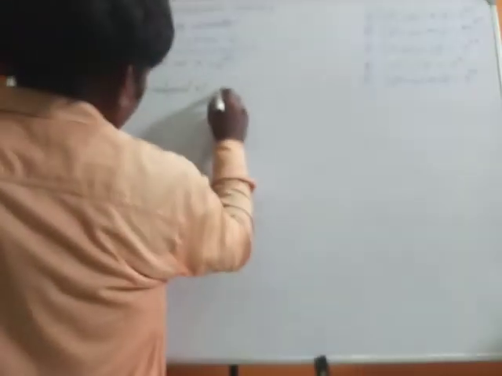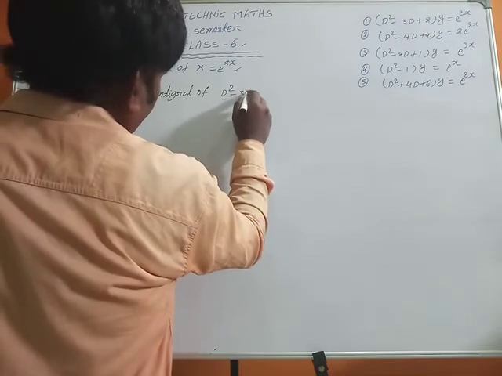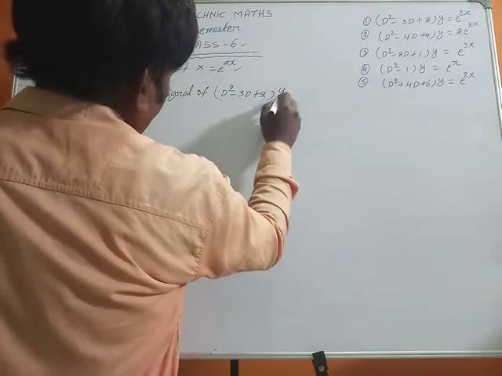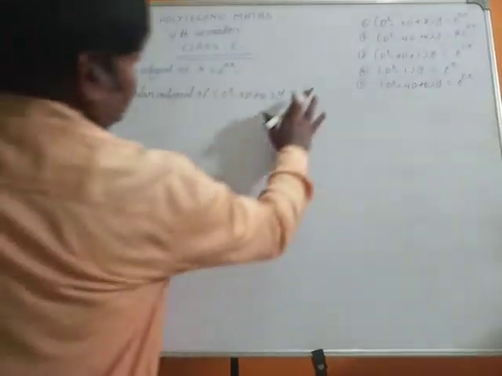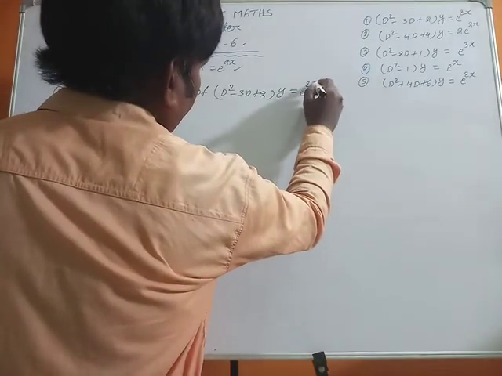Find the particular integral of (D square minus 3D plus 2) y equal to e to the power of 2x.